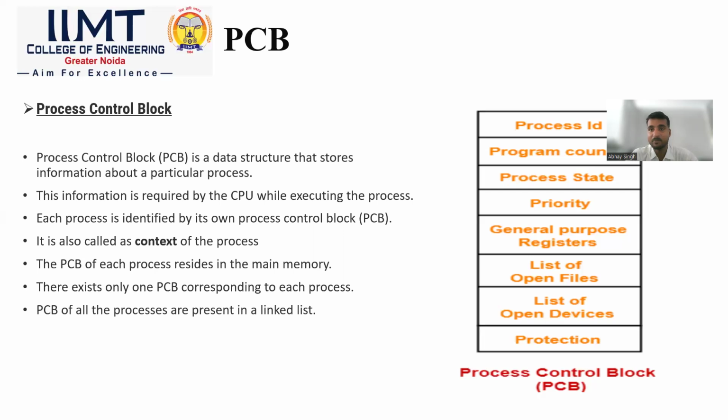This is the diagram of the process control block. There are some attributes such as process ID, program counter, process state, priority, general purpose register, list of open files, list of open devices, and protection. These are the process attributes.